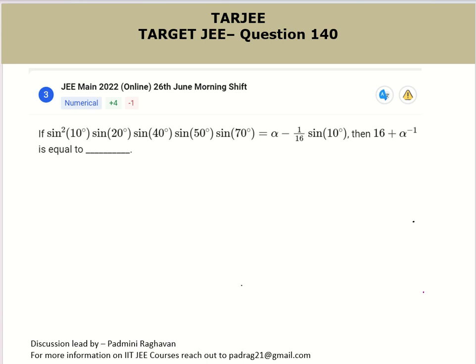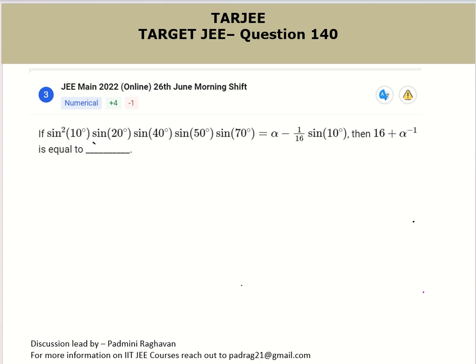Trigonometry numerical type. If sine square 10 into sine 20 degrees into sine 40 degrees into sine 50 into sine 70 is equal to alpha minus 1 by 16 times sine 10. The question is: find the value of (16 plus alpha) to the power minus 1. So the given expression is nothing but sine square 10.